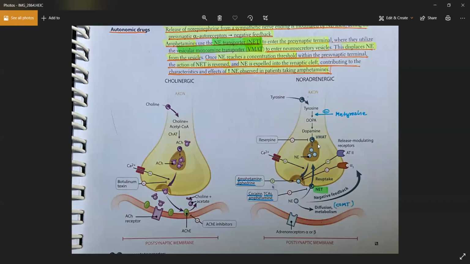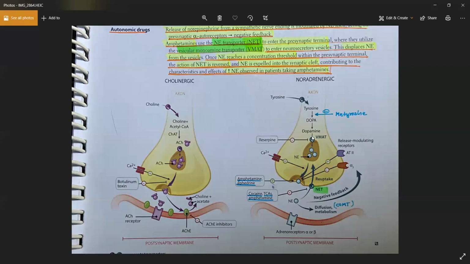Okay, they will replace them. And now as a result, the concentration of norepinephrine will be increased inside the neurons. Okay, and once the concentration of norepinephrine increased inside the neurons, what's gonna happen? The release of the norepinephrine from the neurons would be increased, first thing, and second thing, the uptake of the norepinephrine through these receptors would be decreased. Okay, so this is the working action of the amphetamines.